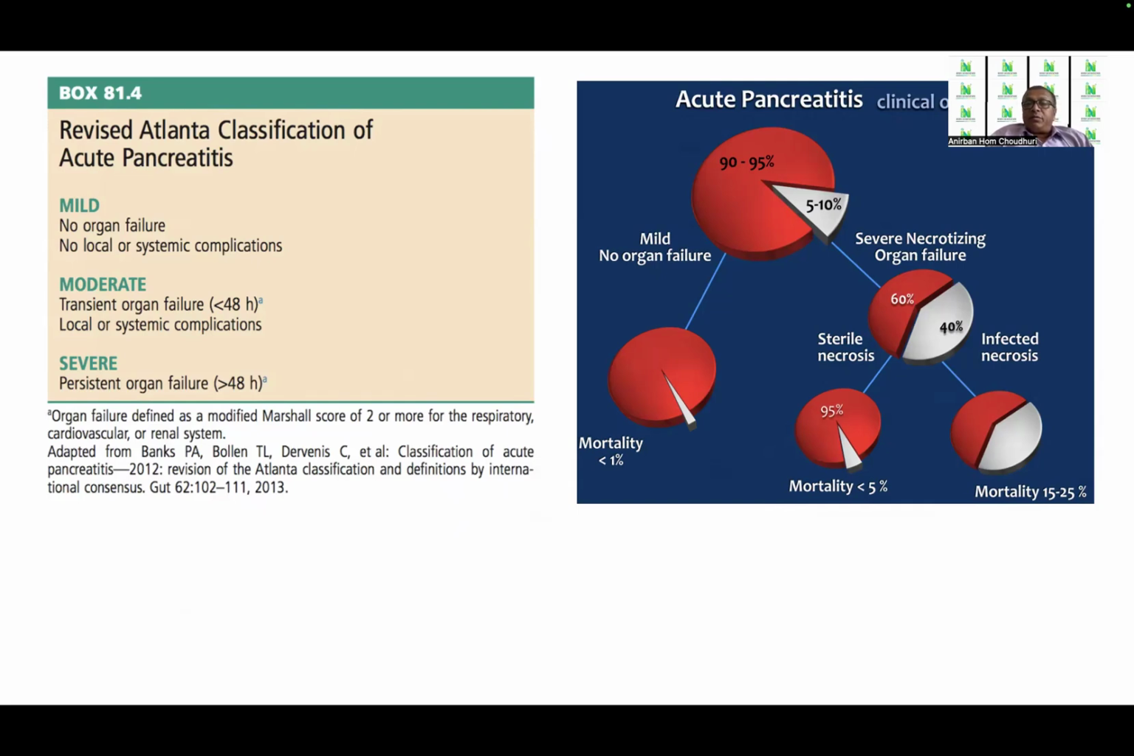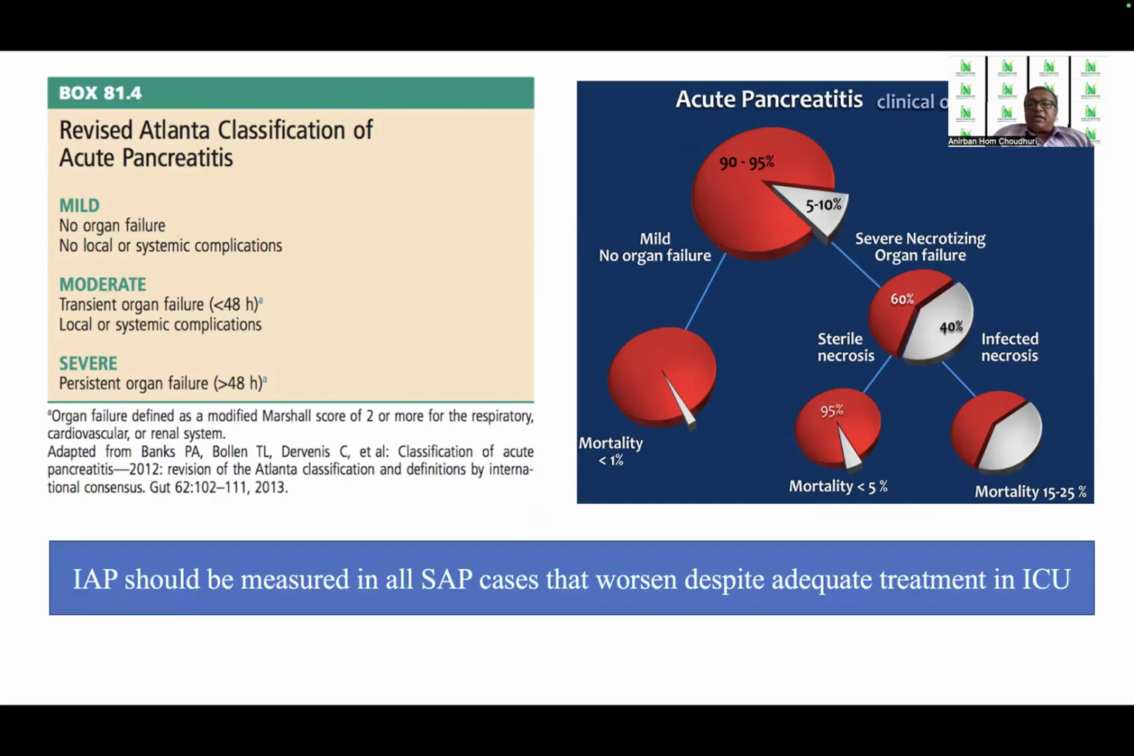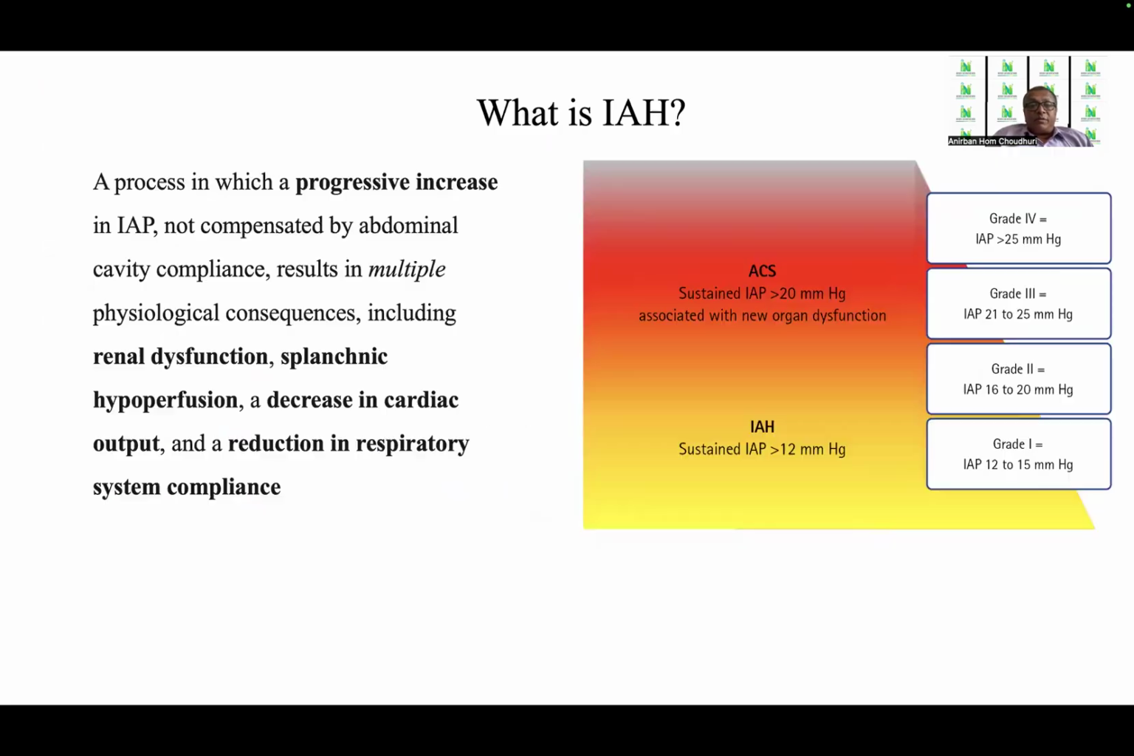Now, this is the reason why it is extremely important to classify these patients and to identify at what stage of this continuum they are in at the time of intervention, at the time of ICU admission. And in this regard, intra-abdominal pressure should be measured in all severe acute pancreatitis cases that worsen despite adequate treatment in the ICU, because a lot of these patients might have a poor outcome. So what is intra-abdominal hypertension?